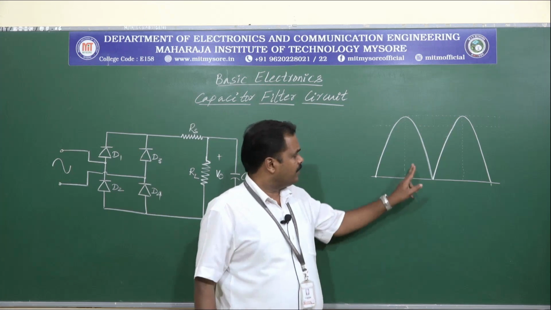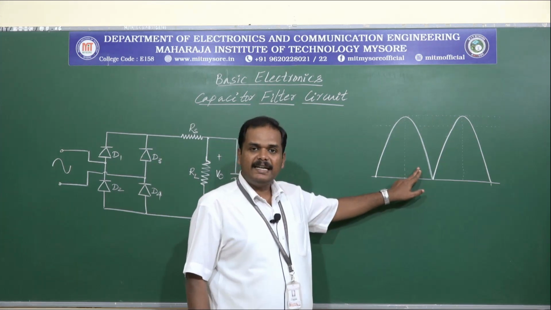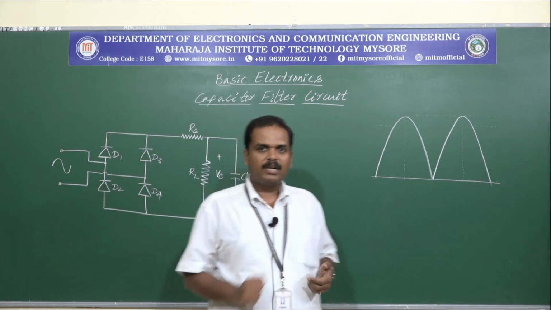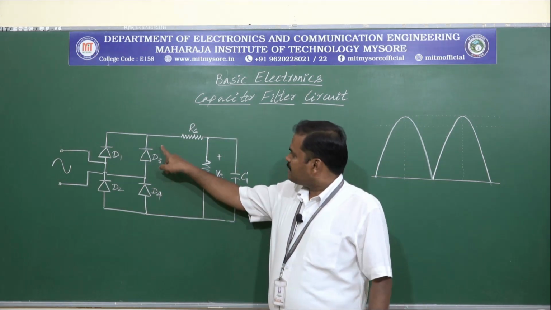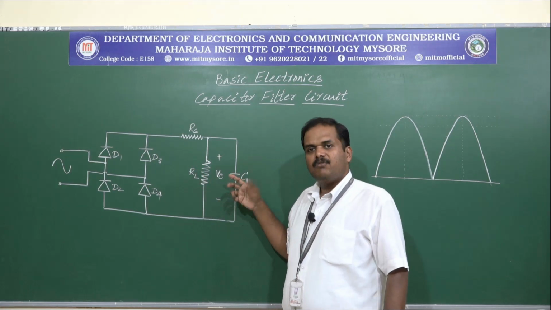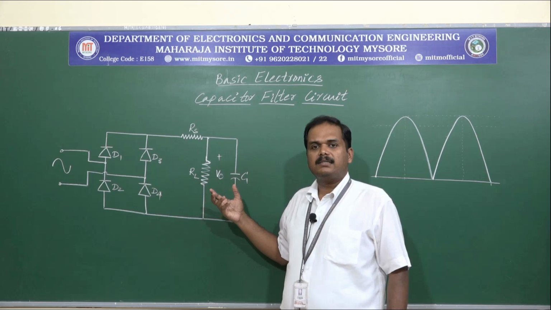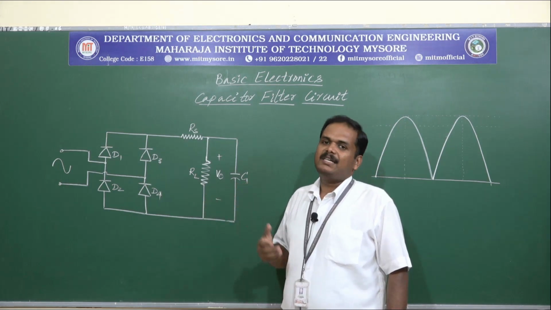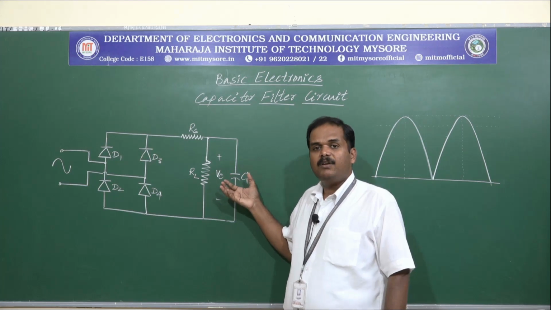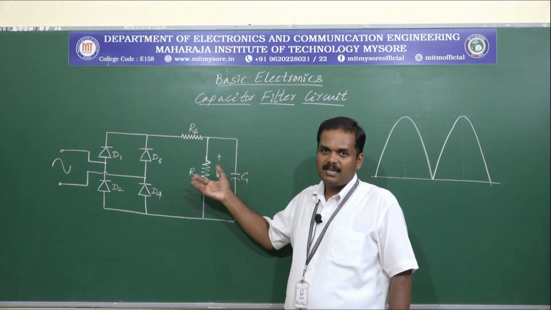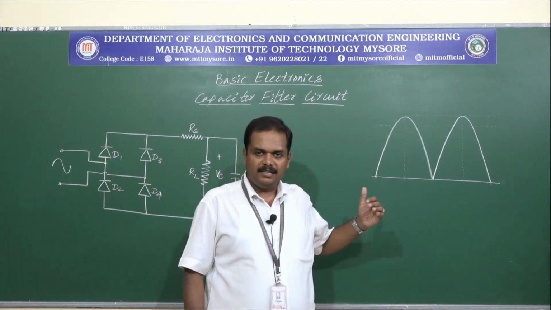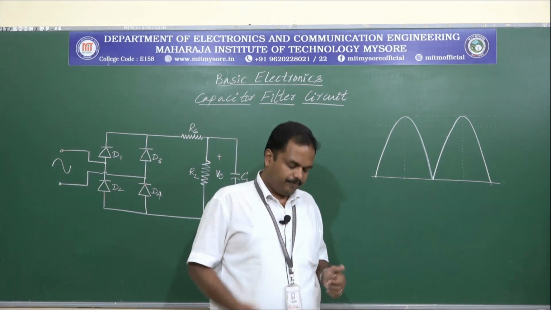Now here you can see the pulsating DC, which is fed as input to the filtering circuit. When there is a pulsating DC coming in, we know one of the properties of capacitors is charging and discharging. That is how the capacitor will work as a filter in this circuit. Now let us get into the waveforms to understand this operation well.